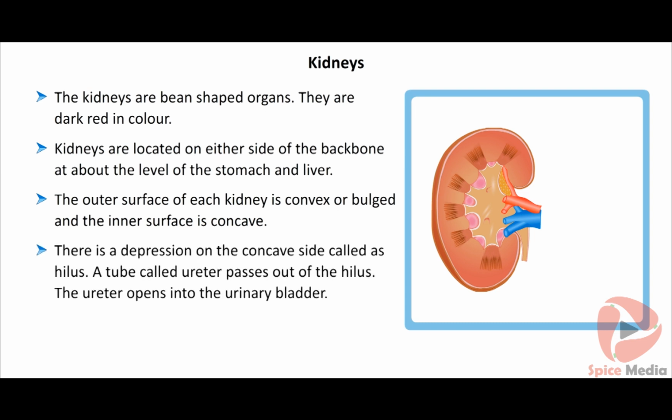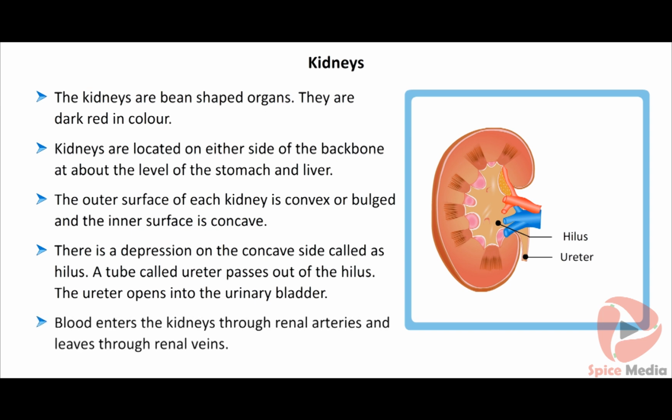There is a depression on the concave side called the hilus. A tube called the ureter passes out of the hilus. The ureter opens into the urinary bladder. Blood enters the kidneys through renal arteries and leaves through renal veins.